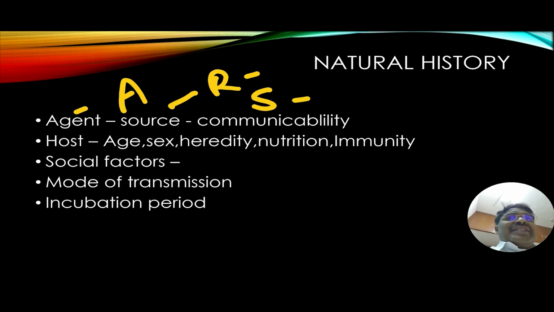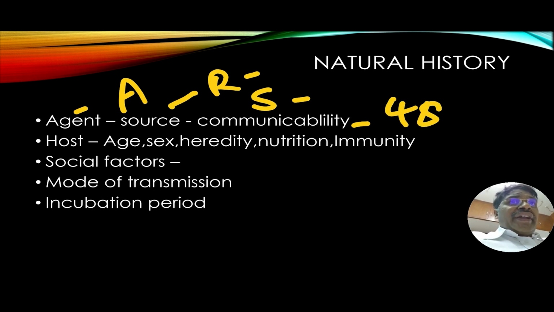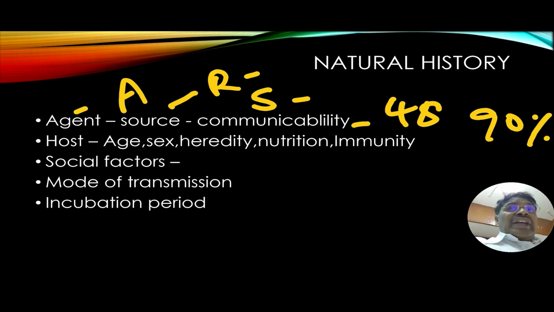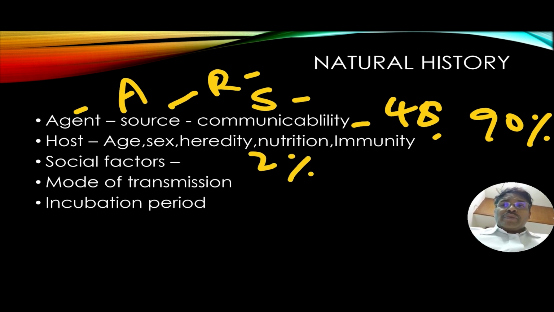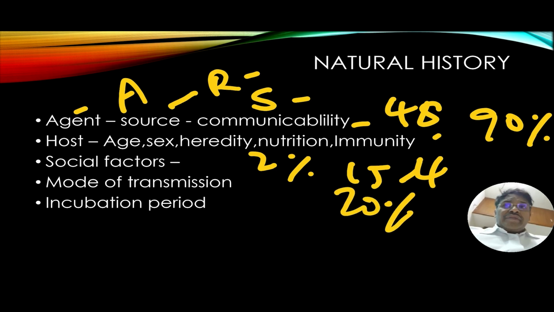The communicability, see the patient if untreated is lifelong communicable, but once treatment is started, within 48 hours 90% of the cases will become asymptomatic and infectivity will reduce. So the infectivity will reduce by 90% within 48 hours of starting treatment. Host factors, see in the 0 to 14 years age group, only 2% of the people are affected with tuberculosis, whereas in the 15 to 24 year age group 20% are affected with tuberculosis. It is more prevalent in males. Heredity, it is not a hereditary disease.